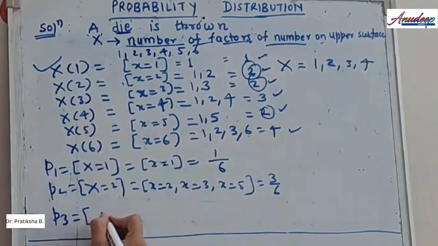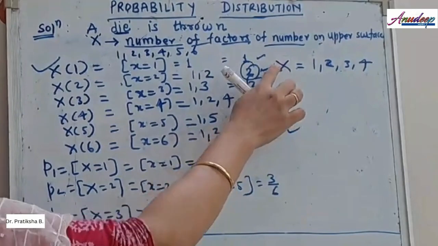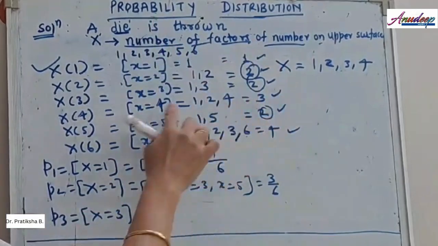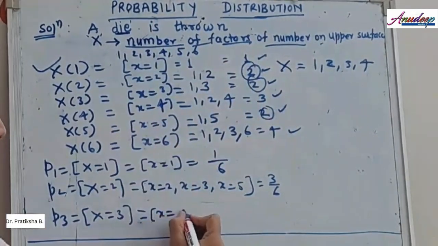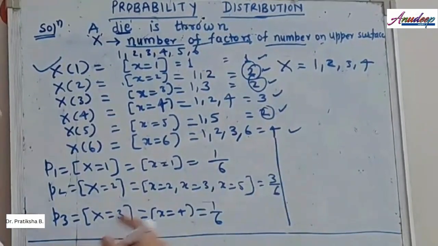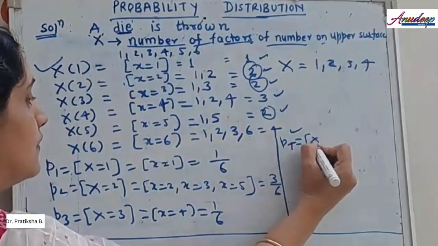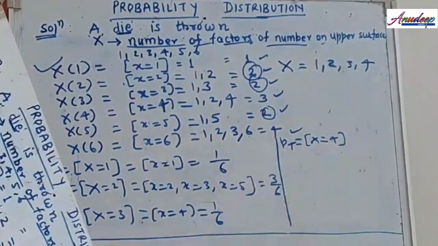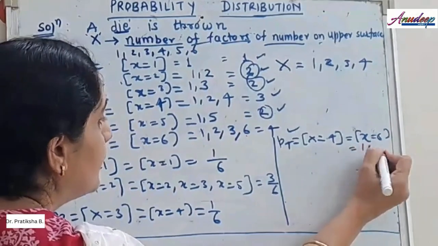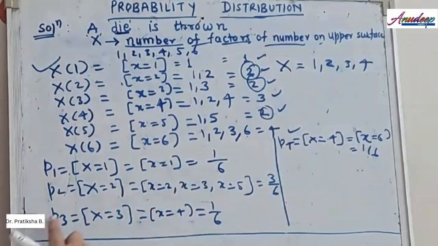Similarly, you can calculate for x is equal to 3. So x is taking a value 3 only one time, when x is taking a value 4. So it is only one time out of 6. Then we have probability 4, that is x taking a value 4 and x taking a value 6, and that is occurring only one time. So this is how you are going to calculate the probability for P1, P2, P3, P4 for all these values.